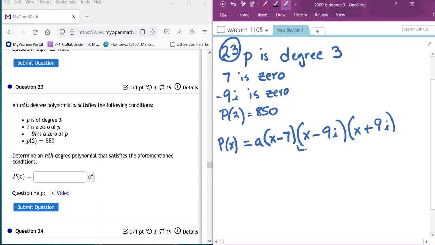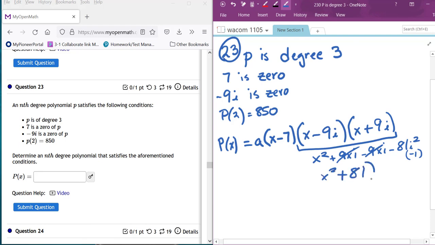So if we want to go ahead and multiply just this part, this will be x squared. You get minus 9xi and plus 9xi, and I reverse those as I said it. So first we have plus 9xi, minus 9xi. They're going to cancel. And then minus 81i squared. I squared gives you -1, which makes this a plus 81. So this piece ends up being x squared plus 81 times x minus 7.